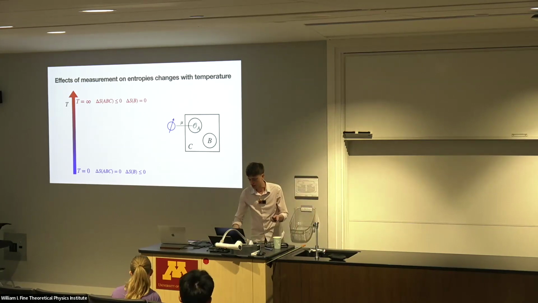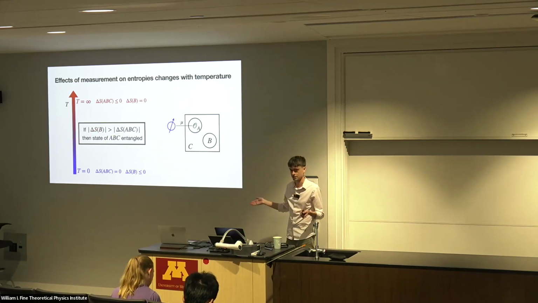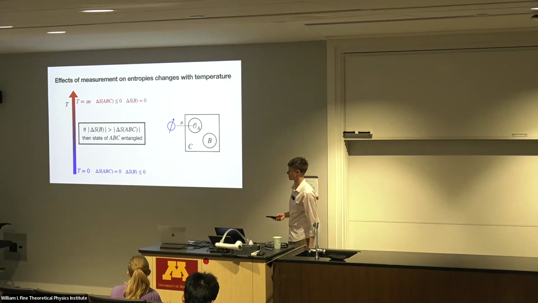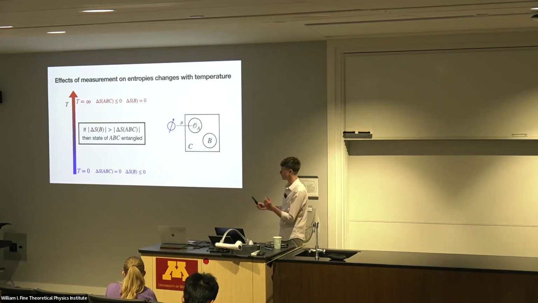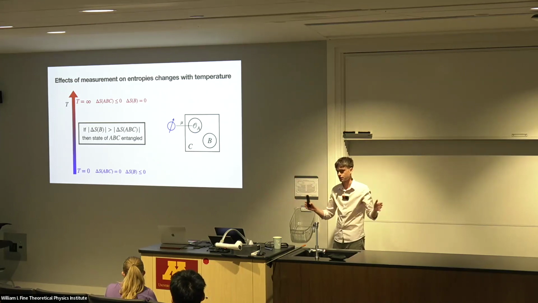Remarkably, it turns out that this very simple criterion tells you whether the state of ABC is entangled. Much later in this talk, towards the end, I'll relate this to standard correlation functions. For now, this is a very generic statement about changes in entropies induced by measurement. If you can do a measurement of a subsystem in a many-body system, and you find that your measurement reduces the entropy of another subsystem by more than it reduces the entropy of the whole state, then you have to be entangled. There's no way around it.